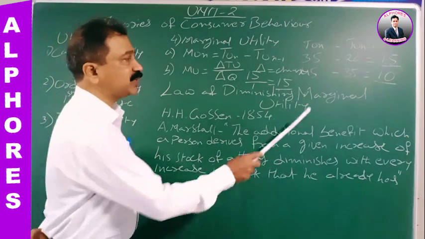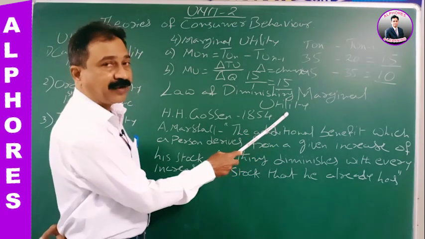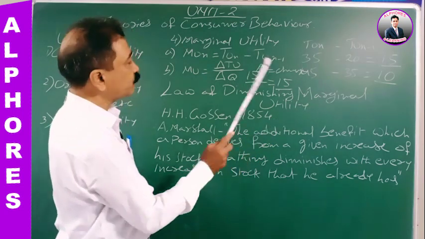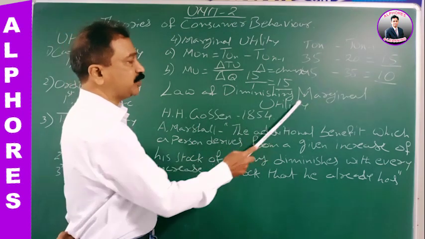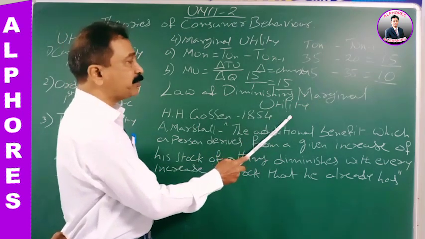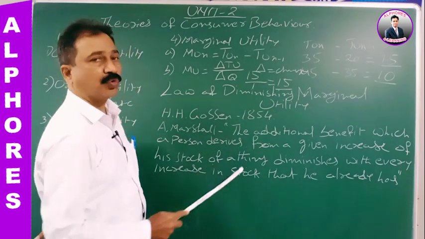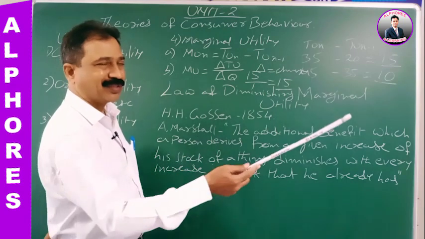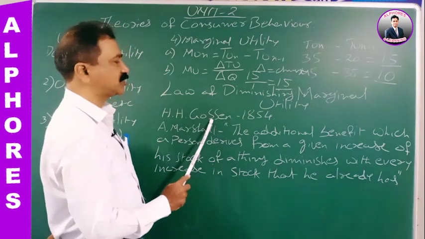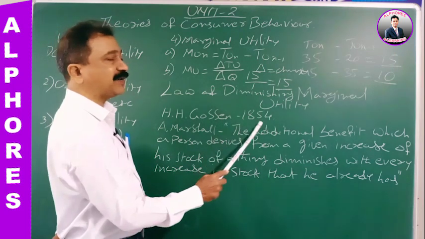Already you understood what is marginal. Marginal means additional. Utility means satisfaction. So, this law of diminishing marginal utility was proposed by H. H. Gossen in 1854. Hermann Heinrich Gossen. It is too lengthy, so we will simply call him Gossen.